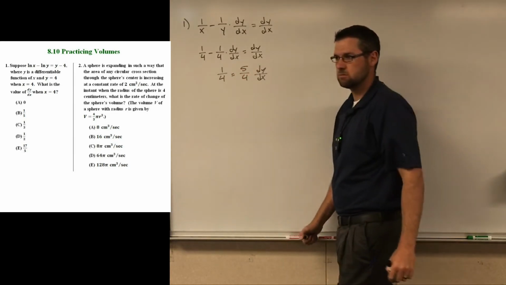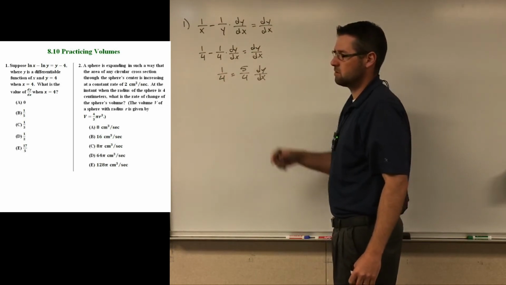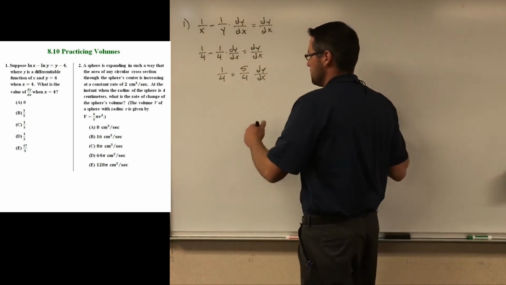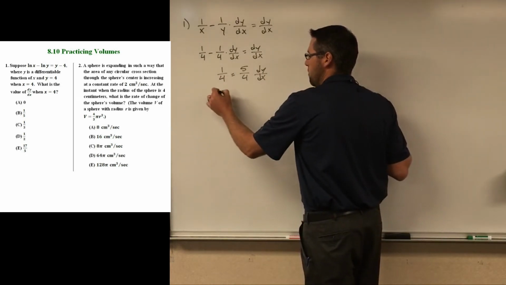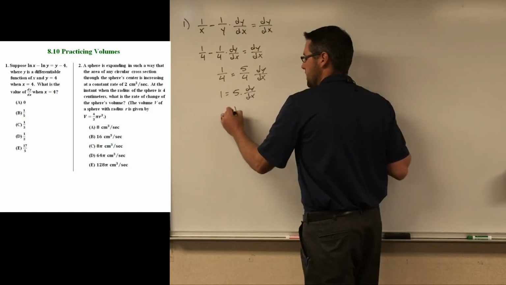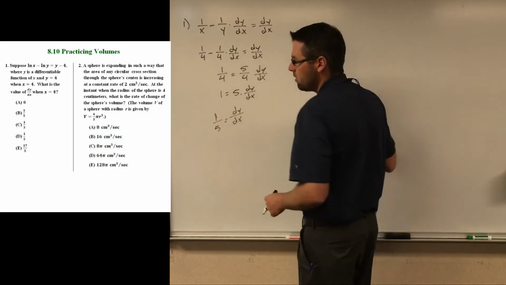All right? What did you do? I added 1/4 dy/dx. Plus 1 dy/dx is, okay. So I'll multiply by 4, so you got 1 equals 5 dy/dx. So dy/dx equals 1/5. Are we okay with that?